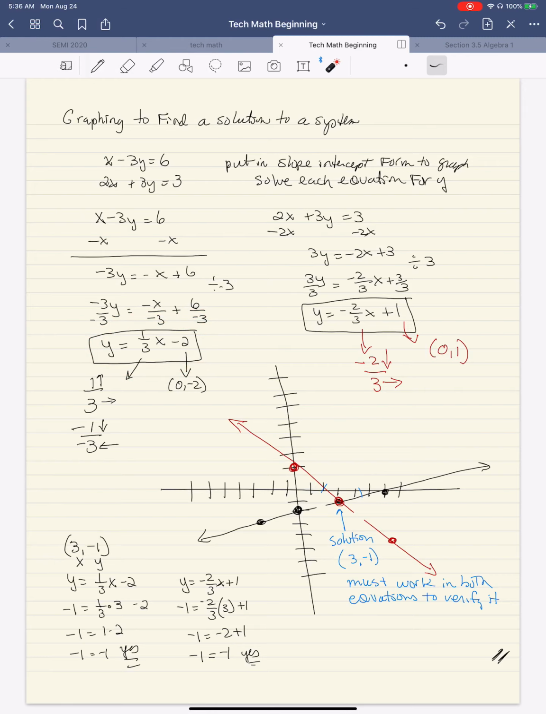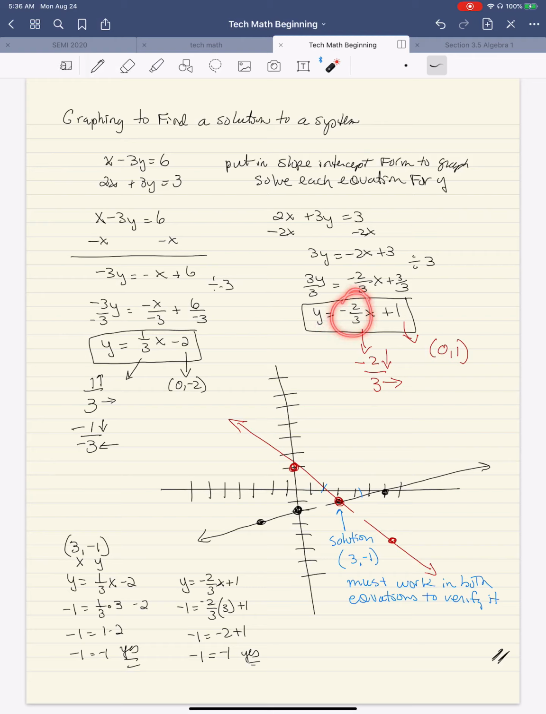Now let's do the second equation. Solve it for y first. So subtract 2x from both sides. And again, when I subtract, I want to put the x term first. So 3y equals minus 2x plus 3. Divide by 3. Gotta clear the y. So everything gets divided by 3. And then I end up with y equals minus 2/3 x plus 1.